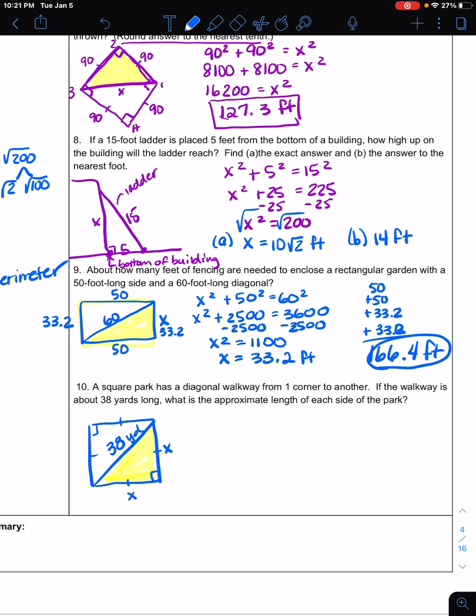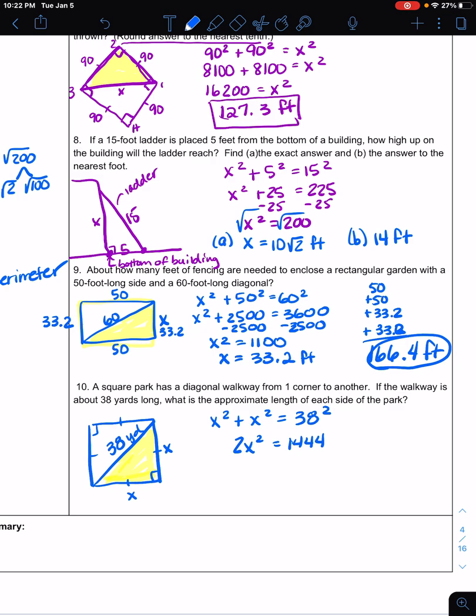So this side is also x. So here's the trick to this. You have x squared plus x squared is equal to 38 squared. Now normally we would have a hard time with it, but since it's a square, we know those two sides are both x. Well, x squared plus x squared, 1x squared plus 1x squared is 2x squared. 2x squared is equal to 38 squared, which is 1,444.